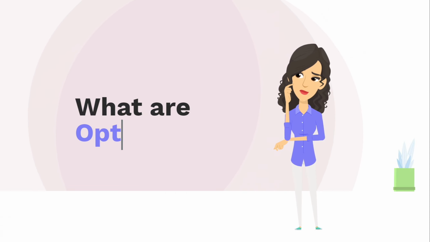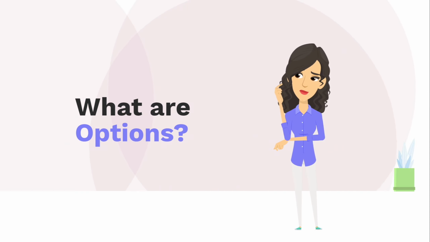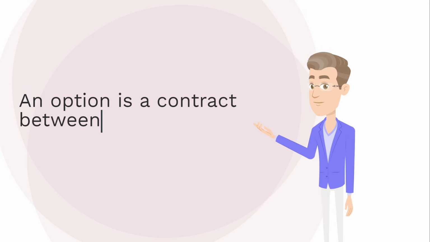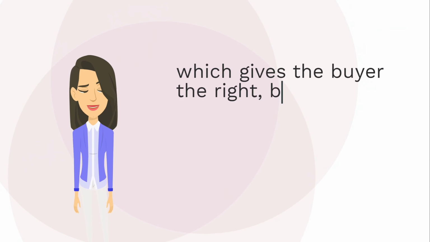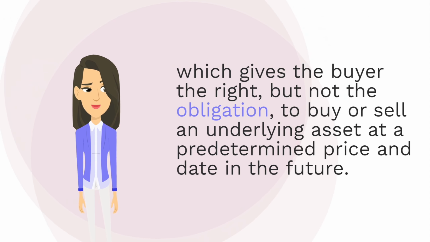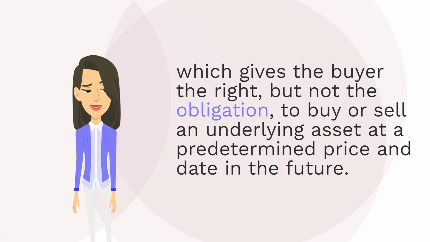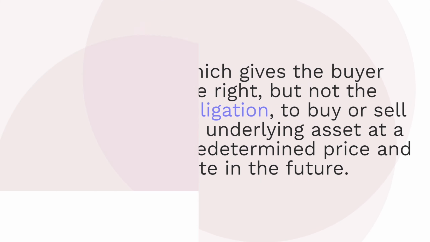What are options? An option is a contract between two parties, the buyer and the seller, which gives the buyer the right, but not the obligation, to buy or sell an underlying asset at a predetermined price and date in the future. The underlying asset can be anything from stocks, bonds, and currencies to commodities such as oil, gold, or wheat.